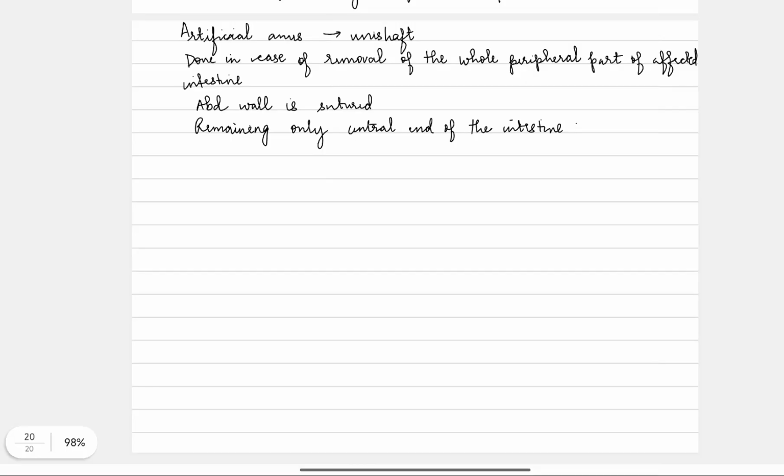Here we finish the complete topography and operation of the abdominal wall and abdominal cavity.